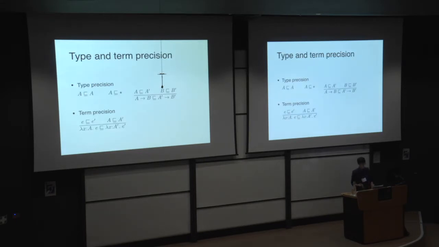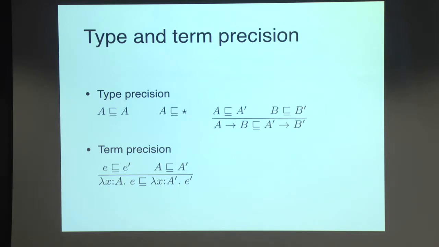More formally, we introduce two partial orders, type precision and term precision. The type precision consists of the three rules above. It is obtained from type consistency by removing symmetry. And the key rule of term precision is the one about lambda abstraction. Its type annotation can evolve in the sense of type precision. And the other rules of term precision are trivial congruence rules. Okay, we are ready for the main topic.